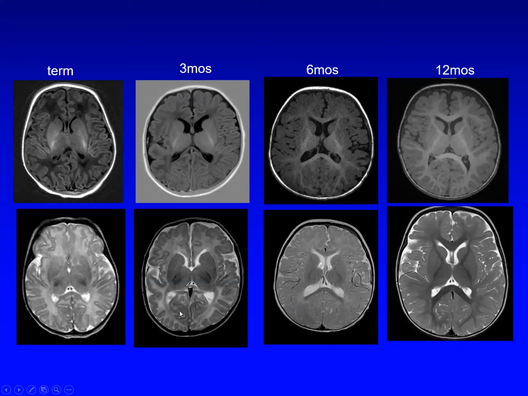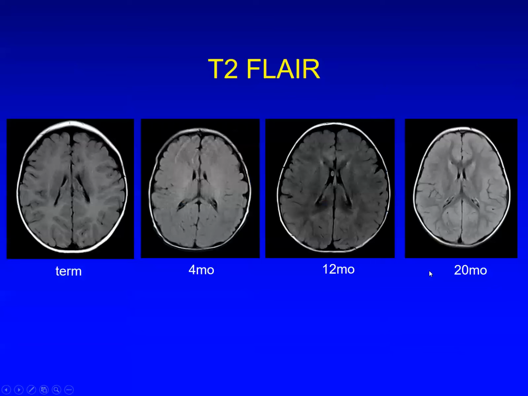T2, very similar pattern, but again lagging behind. So if we look at the term, there's a little dot here in the posterior limb of the internal capsule, get a little bit more, again posterior gradient, less anteriorly, the central gradient less in the subcortical regions. So that's kind of normal.